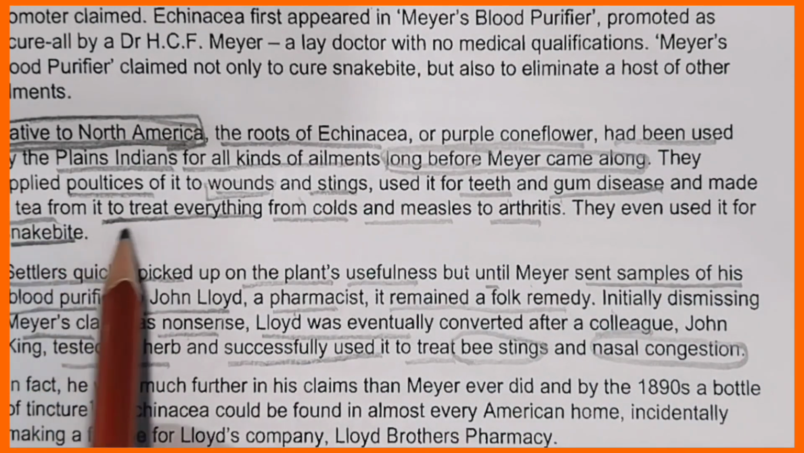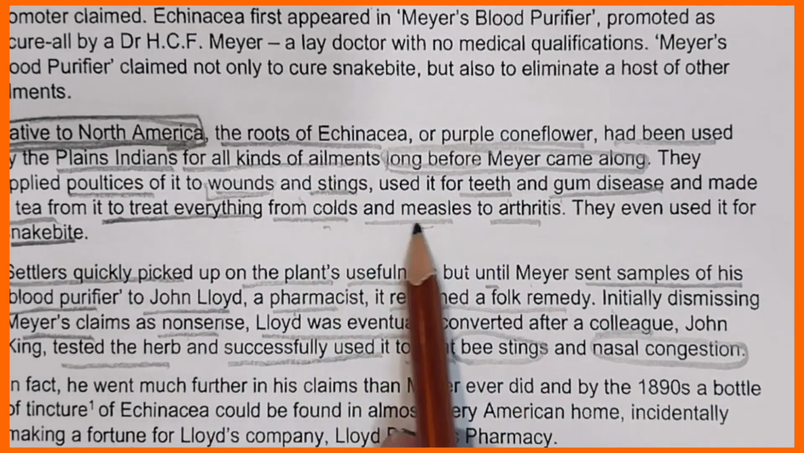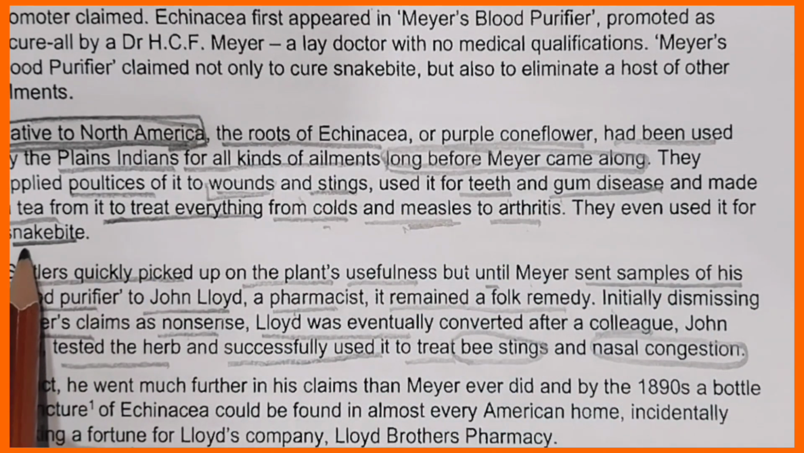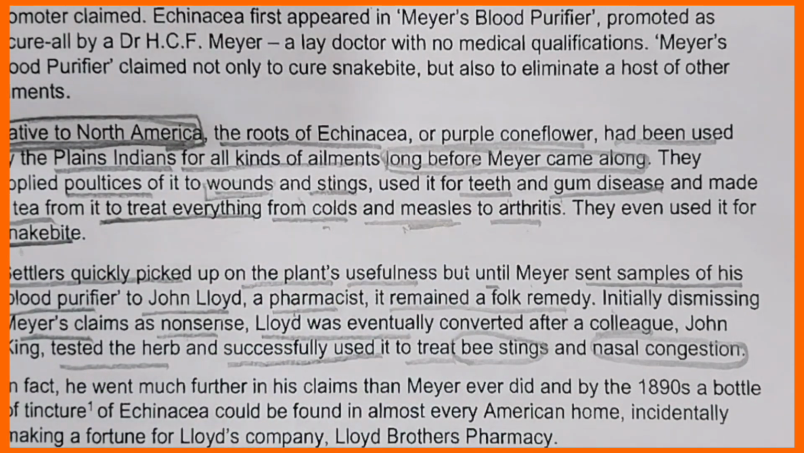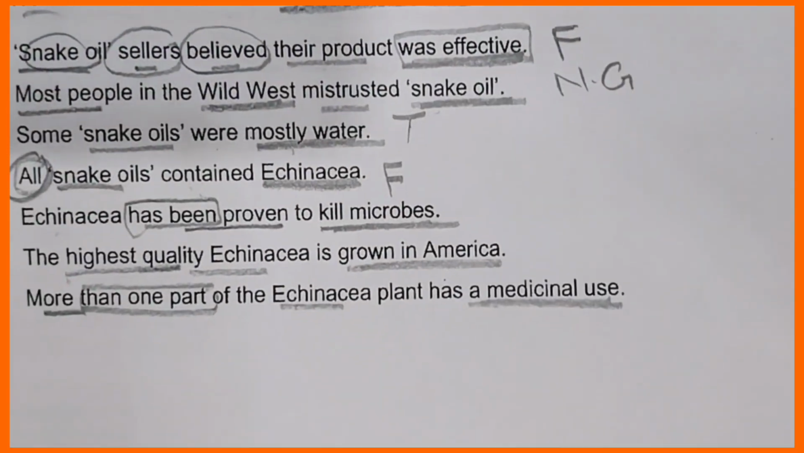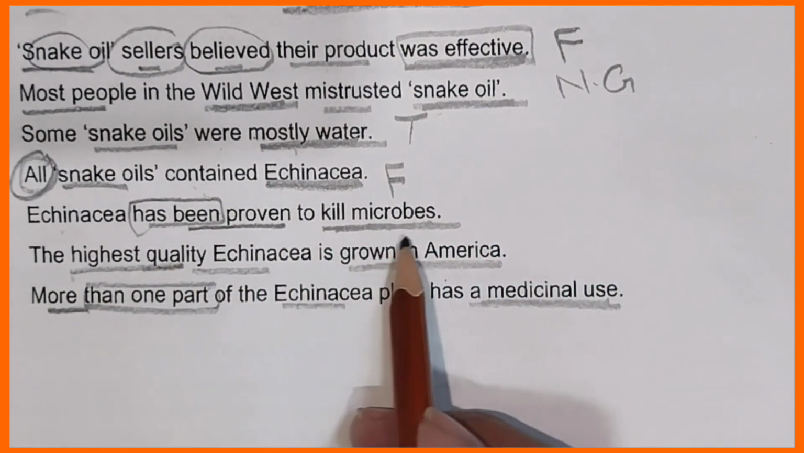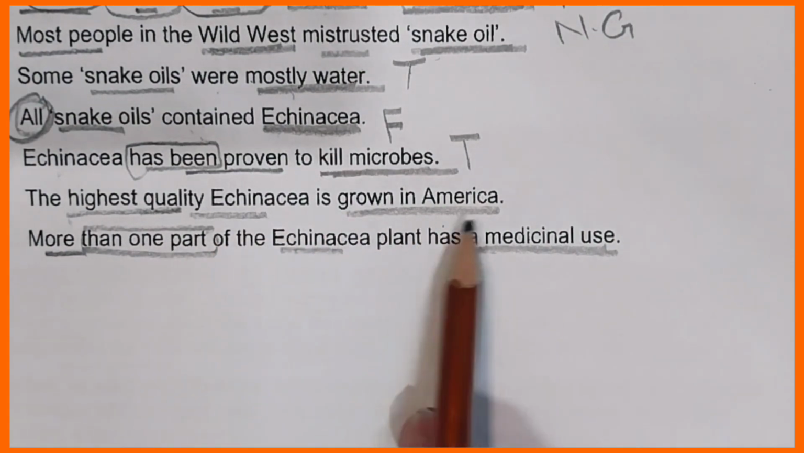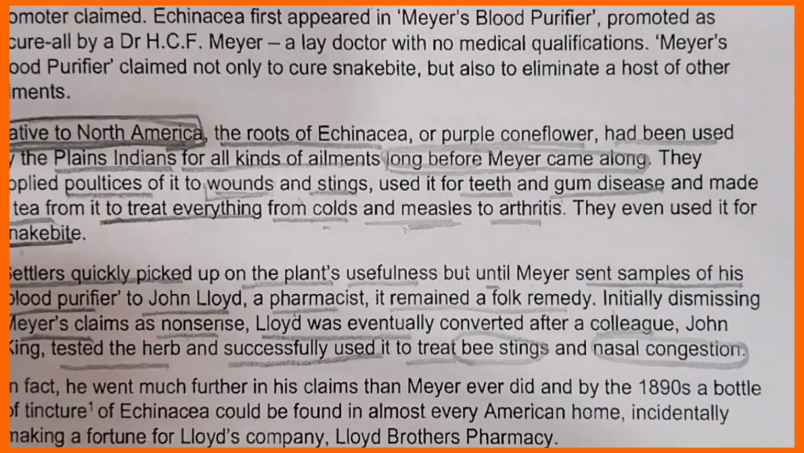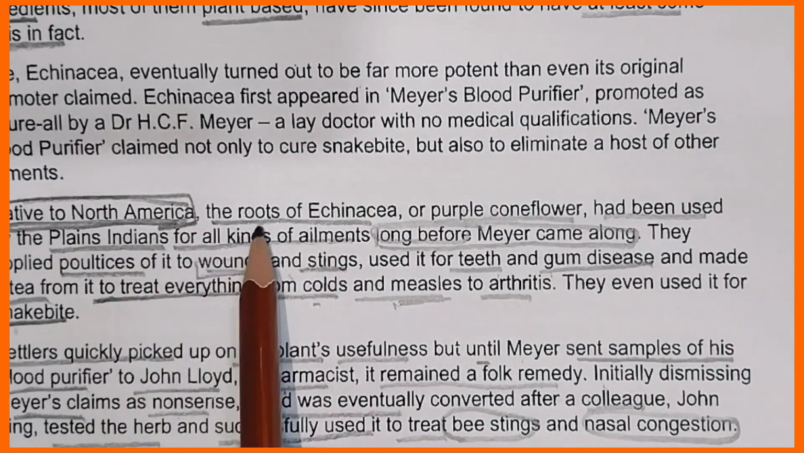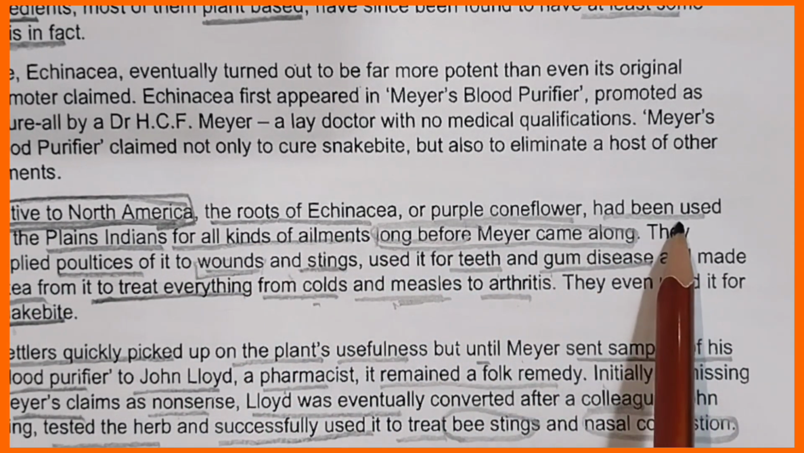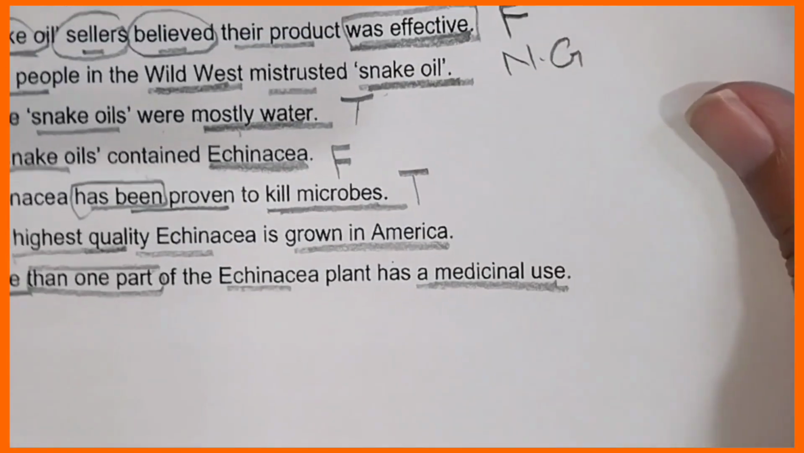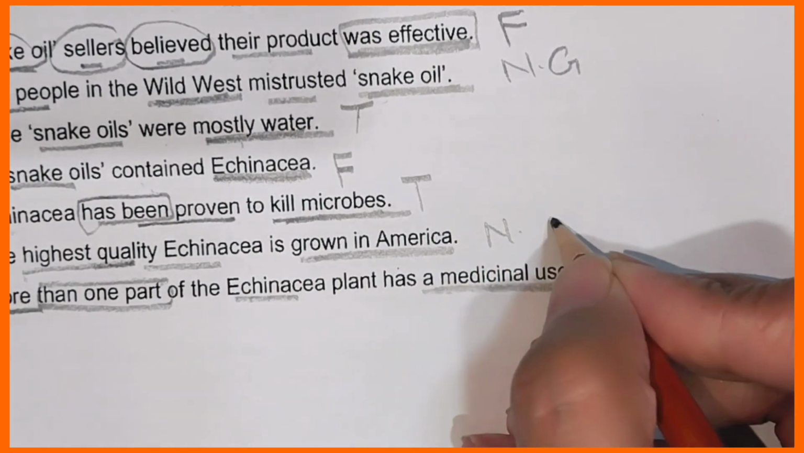They made a tea for it to treat everything from colds and measles. It was also used for arthritis and for snake bite. So different types of ailments starting from microbes were being treated with echinacea. So echinacea has been proven to kill microbes, which means the answer is true. The highest quality echinacea is grown in America. They are saying native to North America, the roots of echinacea purple are native to America, but they are not saying the highest quality is grown in America. So this answer will be not given.